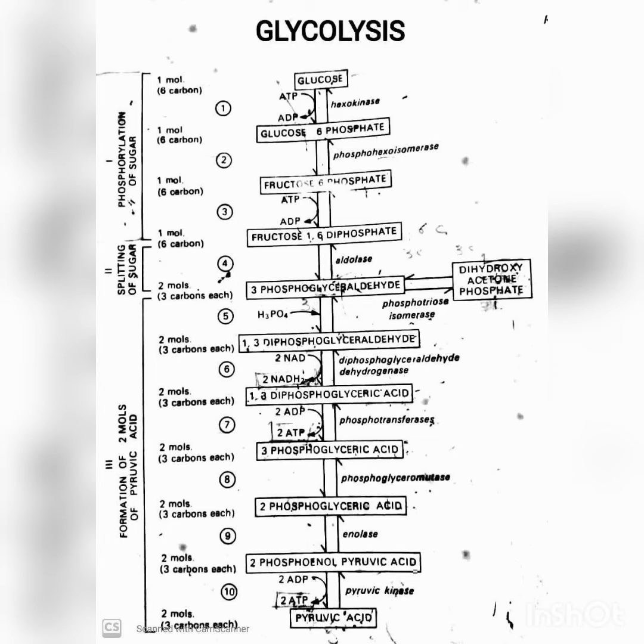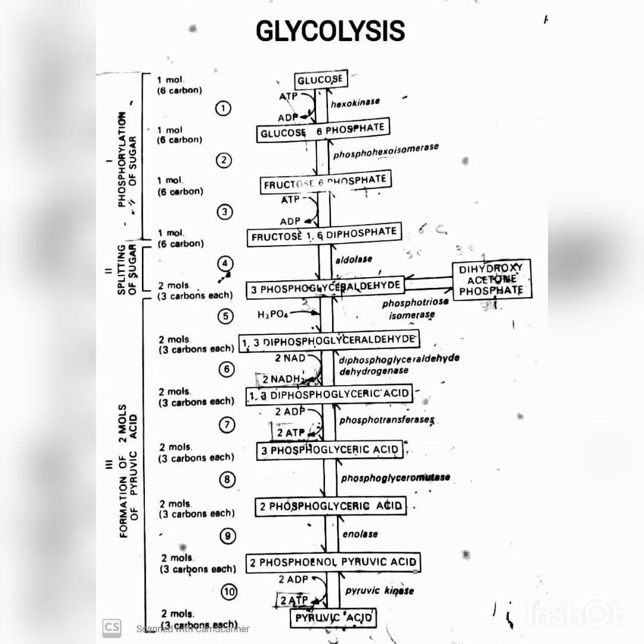The first step of glycolysis. The phosphorylation of glucose molecule takes place, in which glucose molecule reacts with ATP to form glucose 6-phosphate and ADP. That means in the first step, glucose is converted into glucose 6-phosphate.